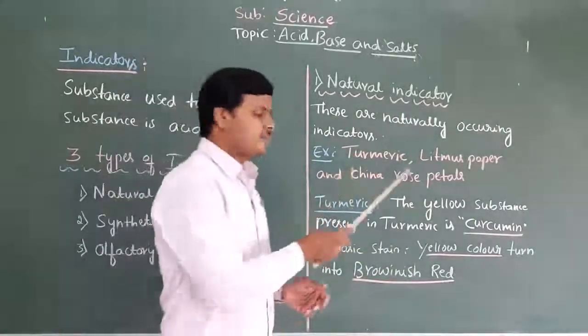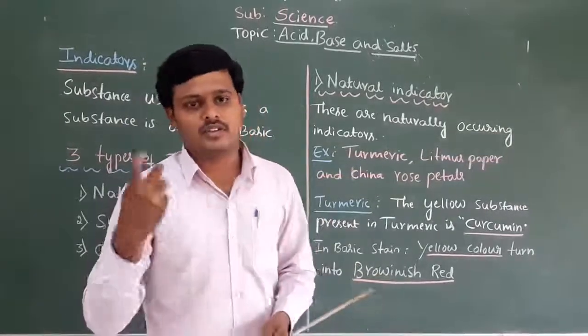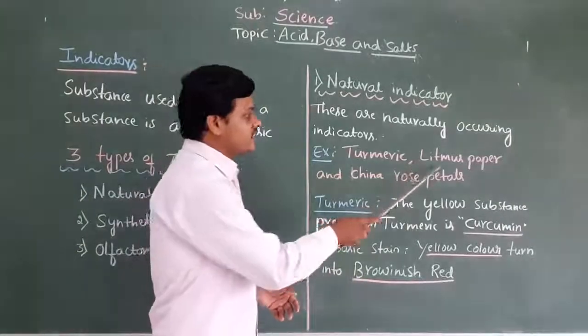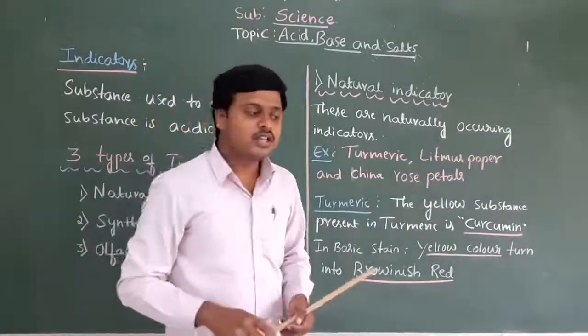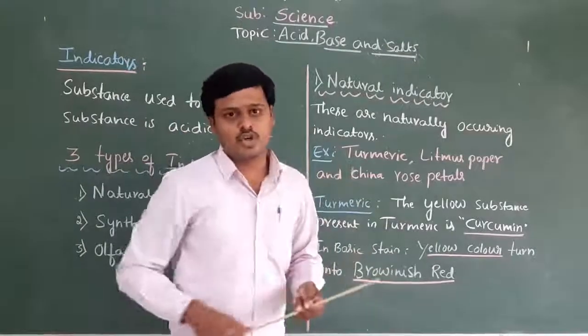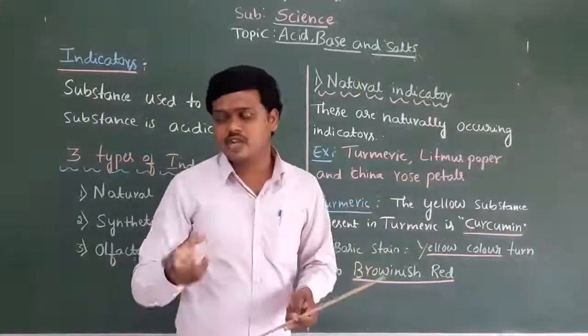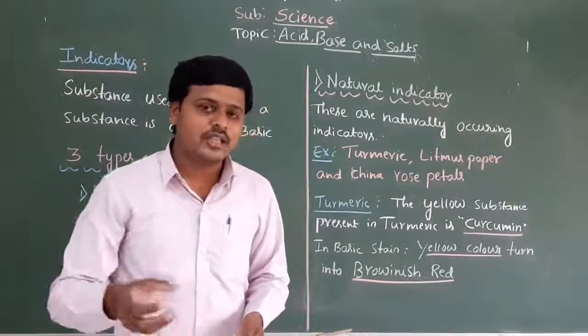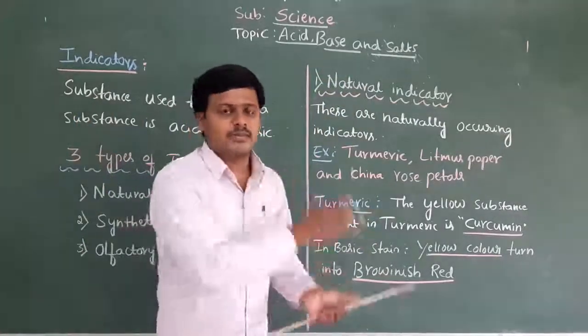This turmeric powder is very helpful to identify which one is acidic or which one is basic. And one more is litmus paper. There are two types of litmus paper, blue litmus paper and red litmus paper, which I will show you while conducting the activities. These litmus papers are also very helpful to identify whether a substance is an acidic medium or basic medium.